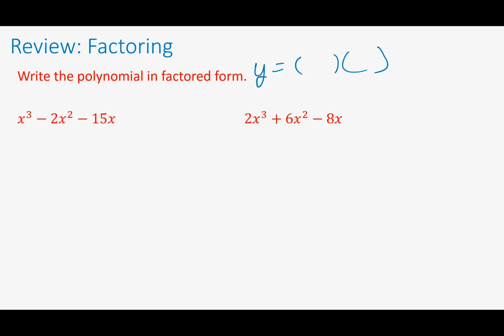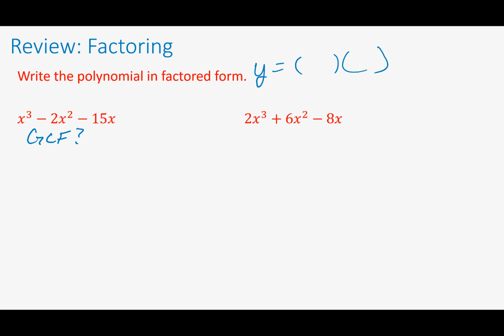The one on the left has an x cubed. In Chapter 4, we spent all that time factoring quadratics. Well, this is a cubic. We haven't really done anything with factoring cubics, but we can take what we know from factoring and still apply it. So what's the first thing that comes to your mind whenever you look at something to factor? What should you look for first? The greatest common factor. Always look: do I have a greatest common factor? Can I make this easier to factor?